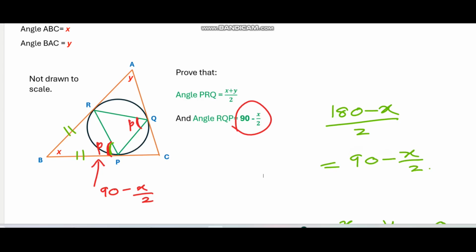So just to make our steps clearer, I'm going to call this angle Q. So Q is 90 minus x over 2, but Q is equal to P because of the alternate segment theorem. Therefore, P is 90 minus x over 2.